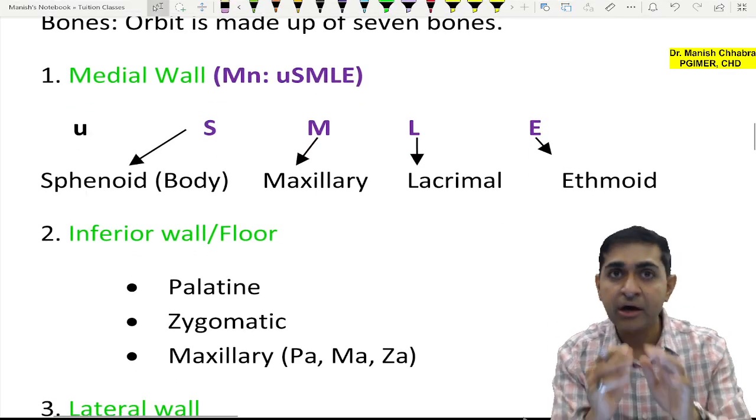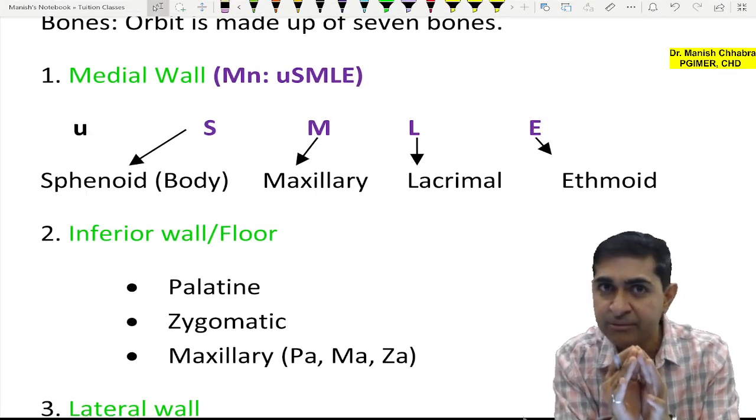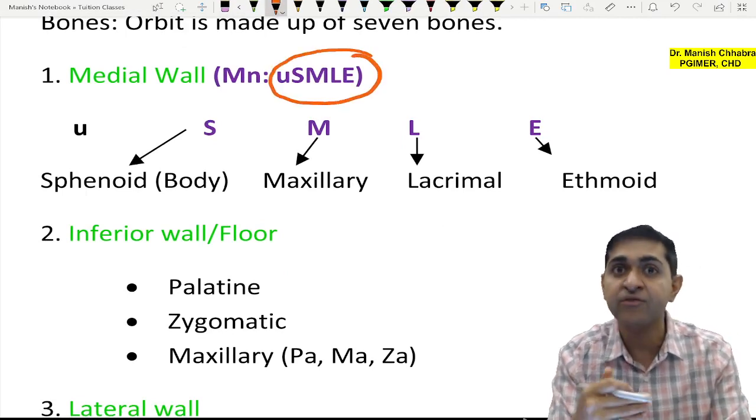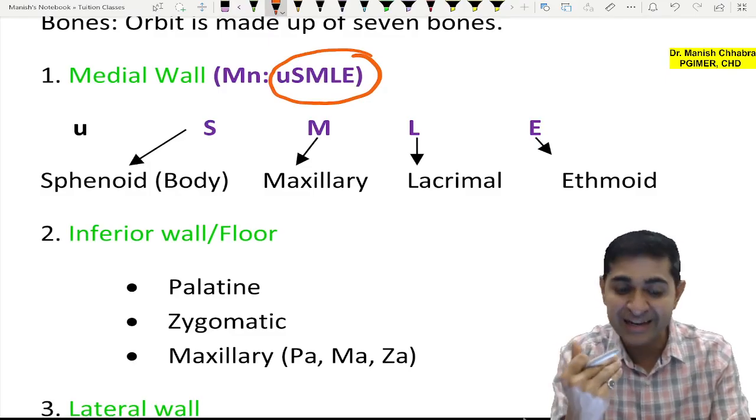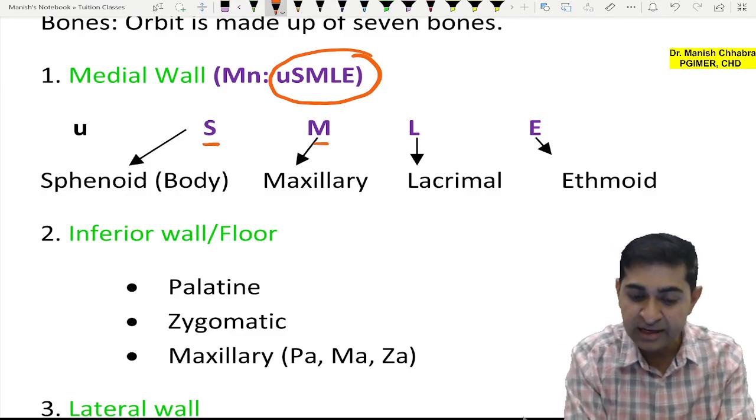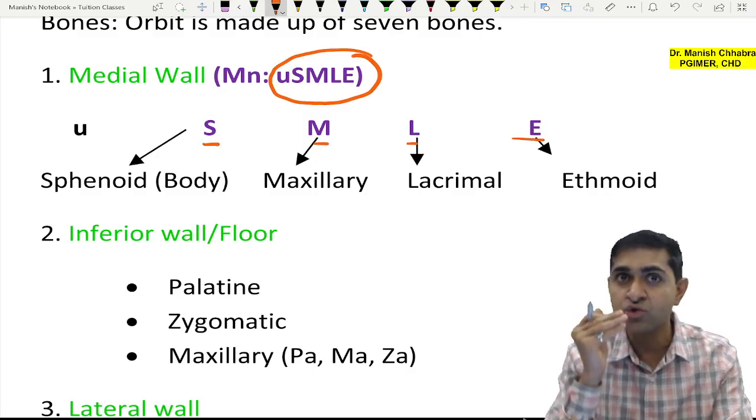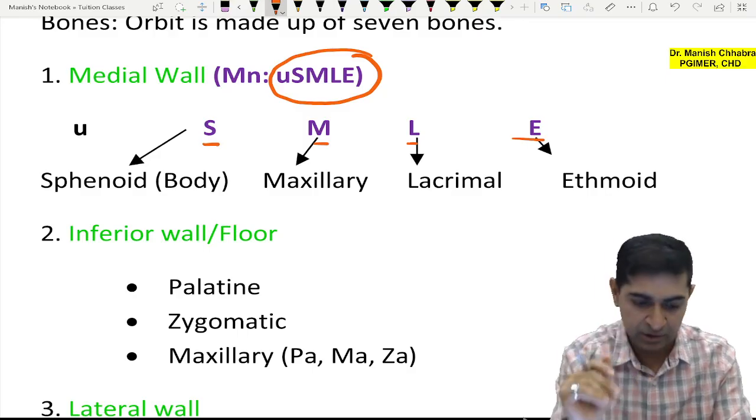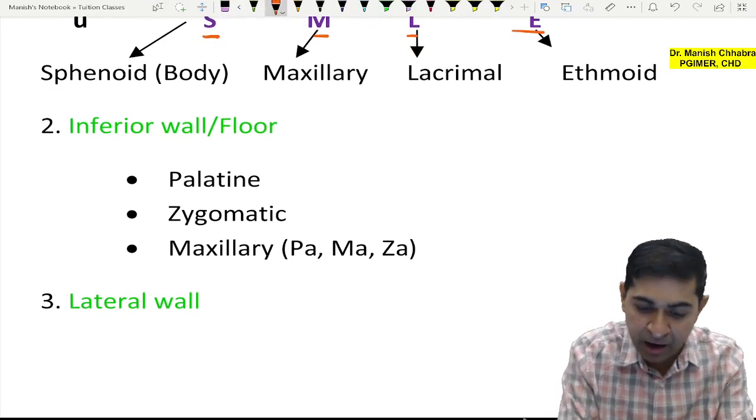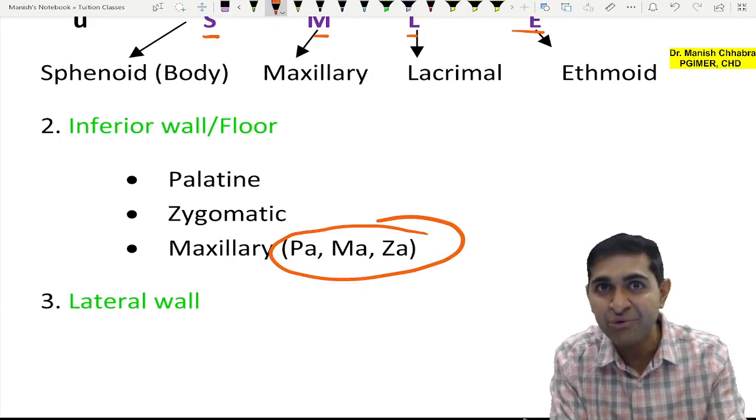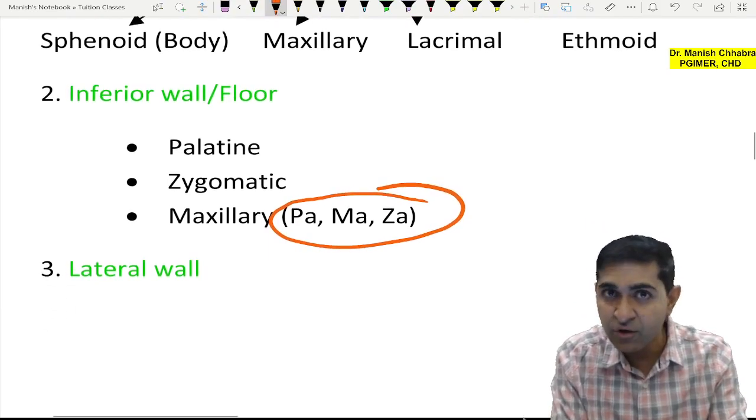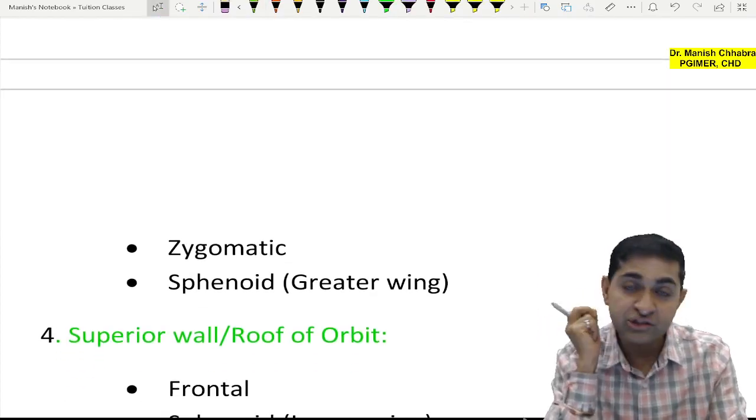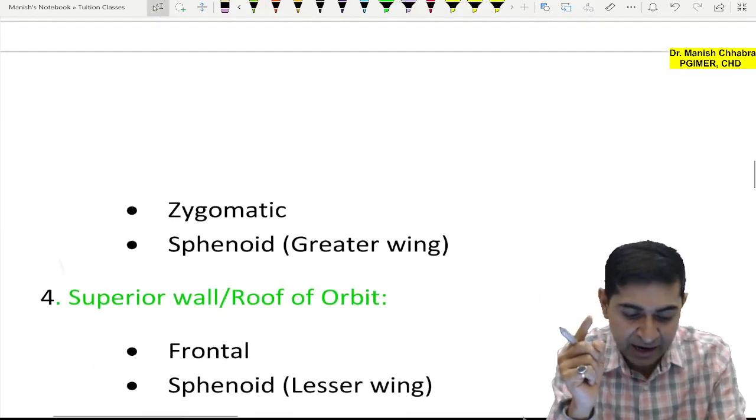Now the bones which form the medial wall, an easy way to remember is USMLE. Some students prepare for the United States Medical License Exam. U is silent, SMLE, but mind you, this is not in the order from anterior to posterior. Inferior wall: pa, ma, za, palatine, zygomatic, maxillary. Lateral wall is greater wing of sphenoid and zygomatic bone. Superior wall, lesser wing of sphenoid and frontal bone.